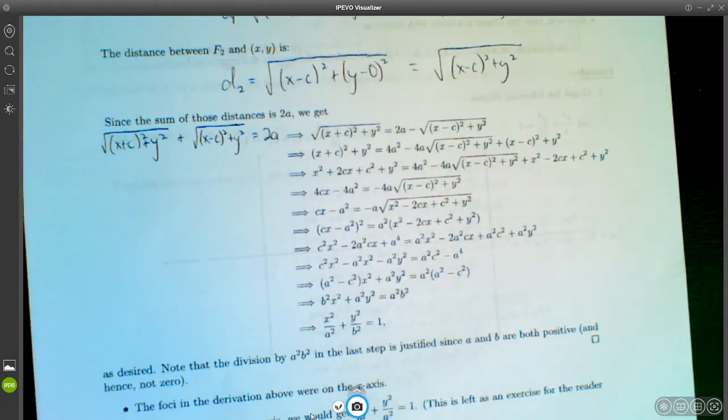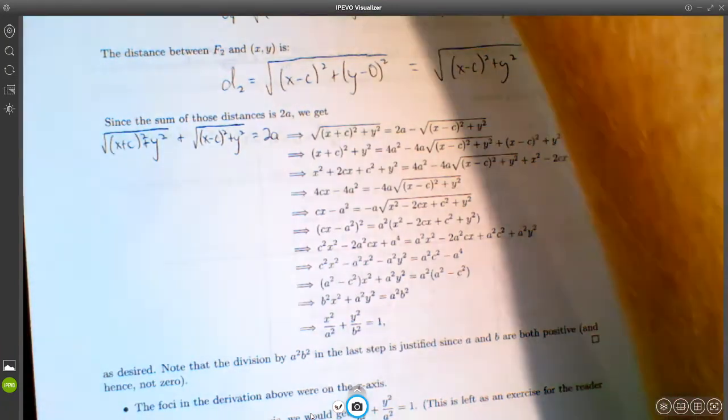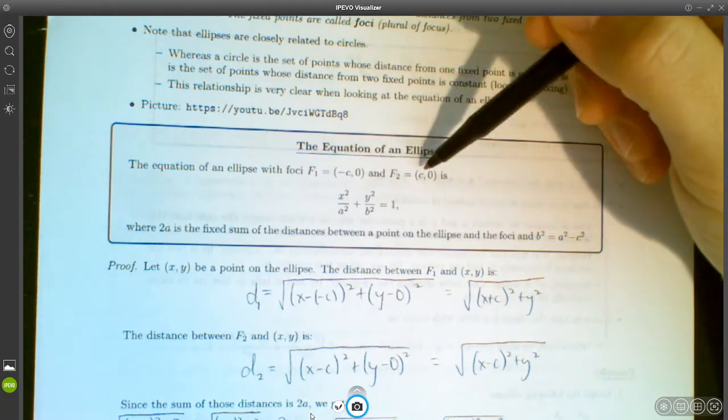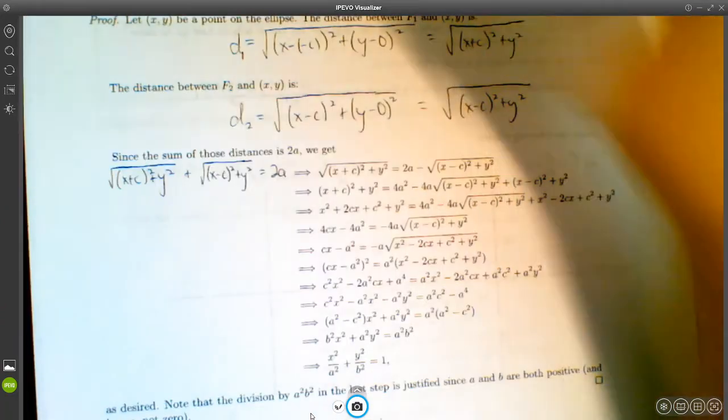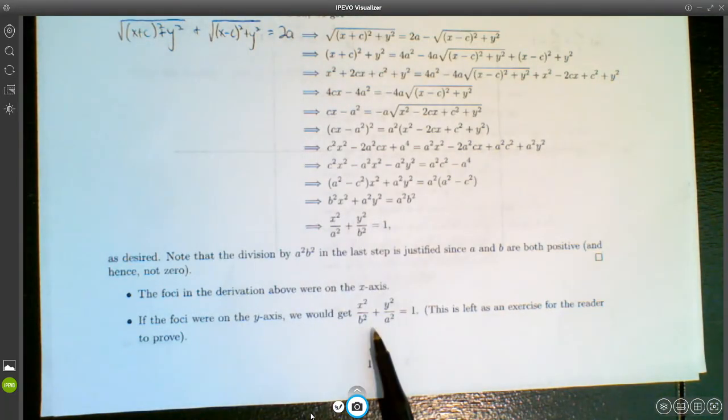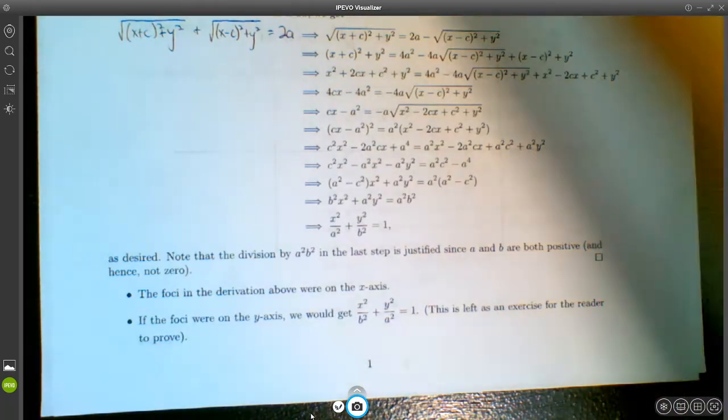Now, notice that the foci here are on the x-axis, negative c, 0 and positive c, 0. But if the foci were on the y-axis instead, we would get this equation: x squared over b squared plus y squared over a squared equals 1, where a is still your major axis. So 2a is still the distance between the foci and the points on the ellipse. And b squared is still a squared minus c squared. I'm going to leave this to you as an exercise, so it'll be an exercise for you to prove that that is in fact the case.